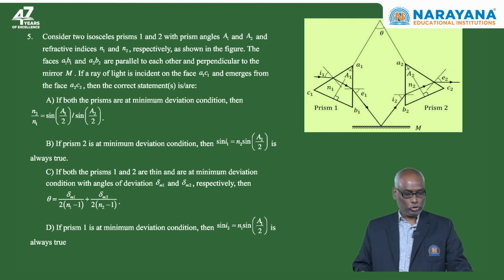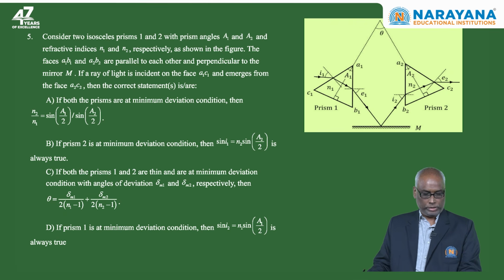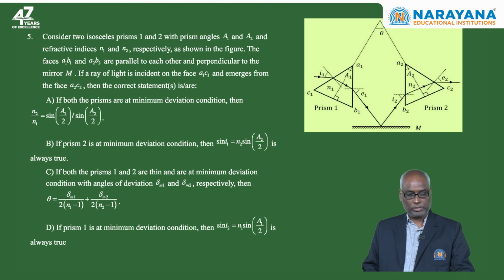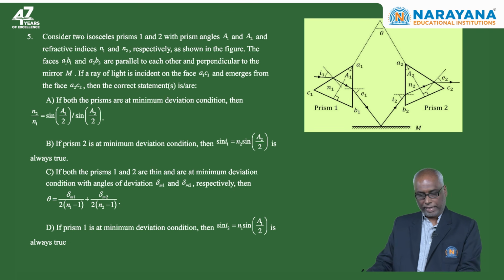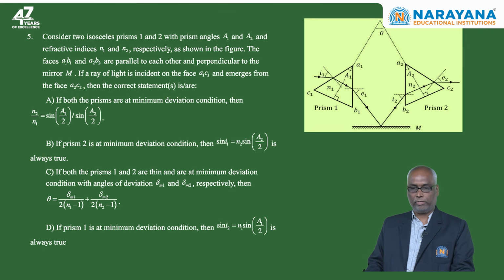Coming to section 2, this is the first question. It says: consider two isosceles prisms 1 and 2 with prism angles A1 and A2 and refractive indices N1 and N2 respectively as shown in the figure. The faces A1 B1 and A2 B2 are parallel to each other and perpendicular to the mirror M. If a ray of light is incident on the face A1 C1 and emerges from the face A2 C2, the correct statement or statements is are. So, here 4 options are given. Let us verify each option one at a time. If you look at the diagram, there are two prisms, the angles of the prisms are A1 and A2.